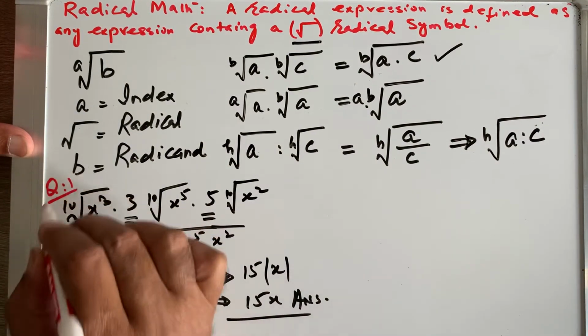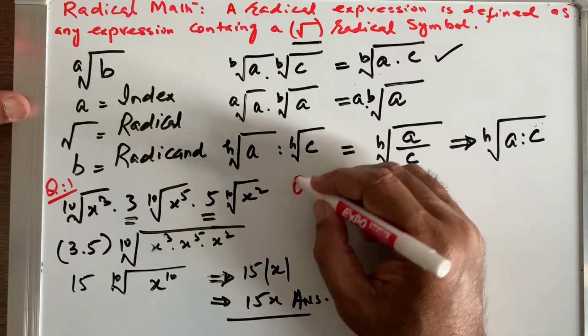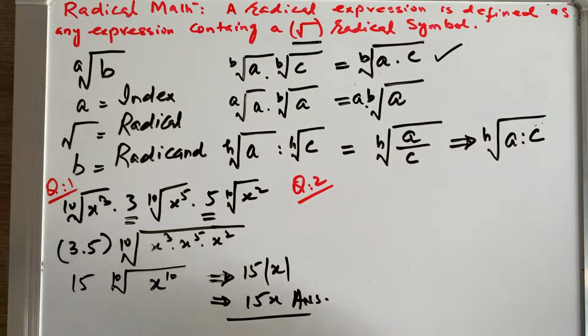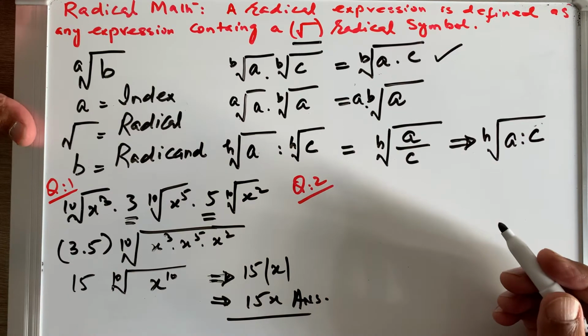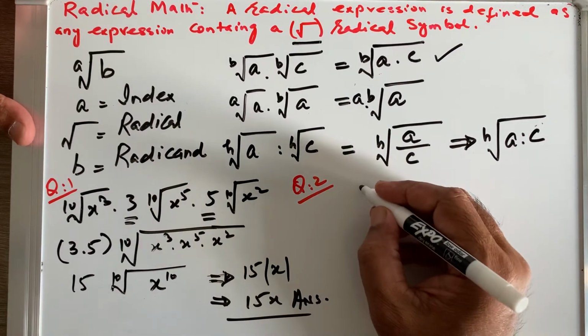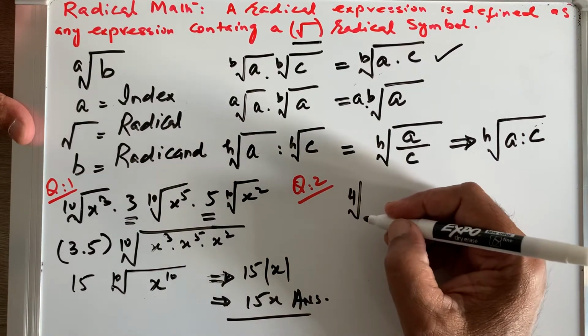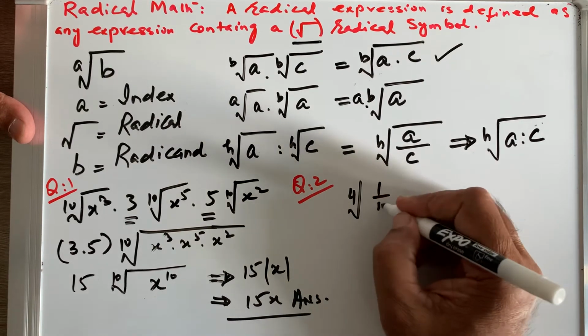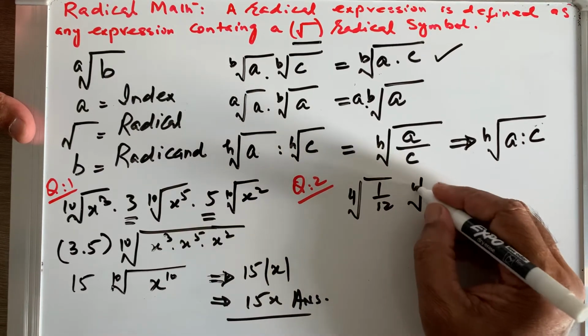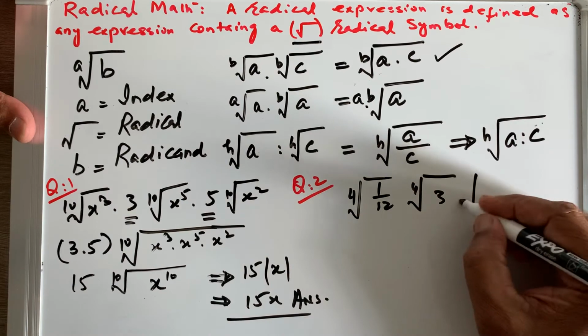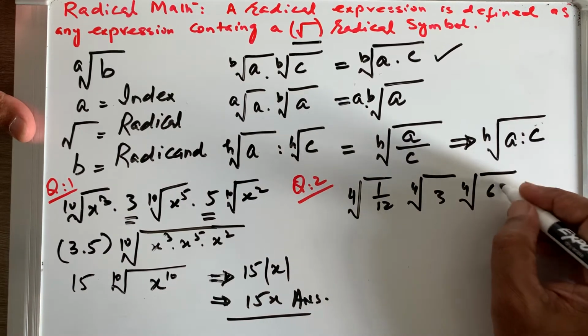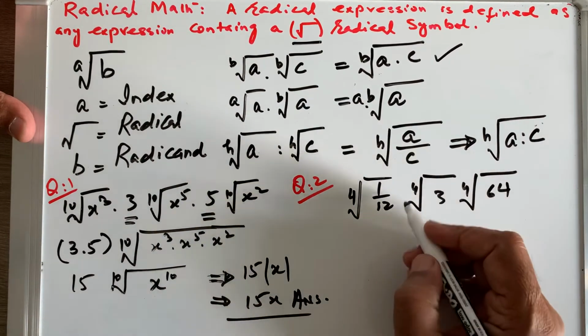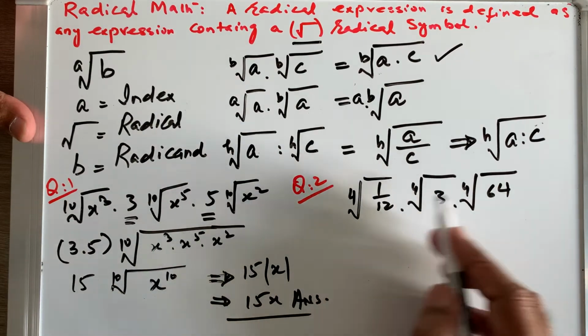So this is my question number 1 and question number 2. The questions are simple, but we should know the basic relationship or basic rules to solve these questions. Another question can be asked like this: the 4th root of 1 over 12, times the 4th root of 3, times the 4th root of 64.